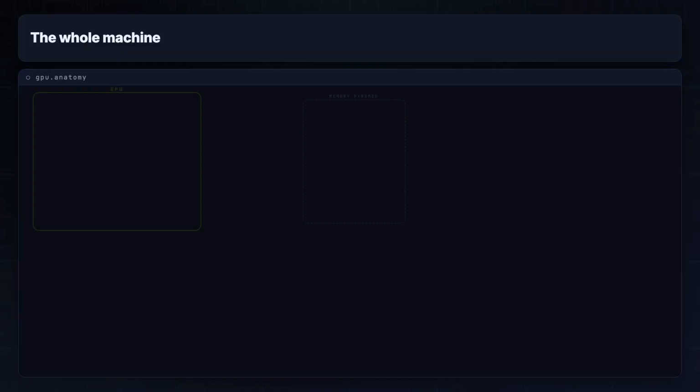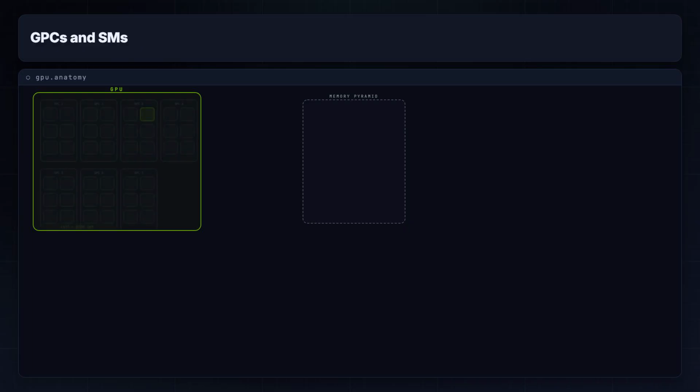Let me draw the machine once end to end, because every later episode points back to this picture. We will start with the whole GPU and zoom all the way into one of them. Outer box, the GPU; inside, the graphics processing clusters. Call them sections of the kitchen. Each section holds a stack of SMs. Watch one SM light up green. This is the core compute unit. The same block times 132 is an H100.